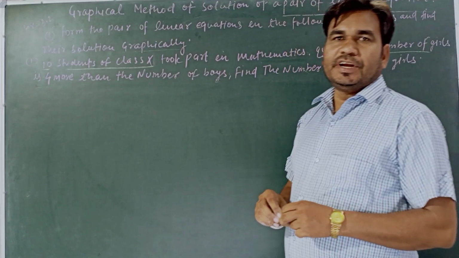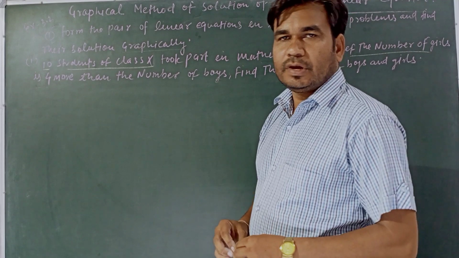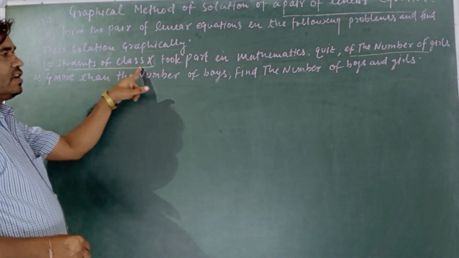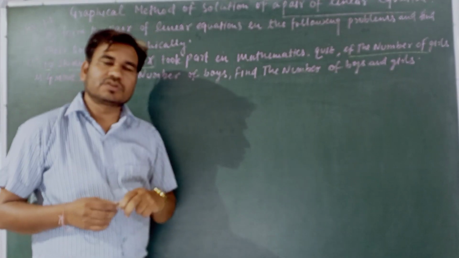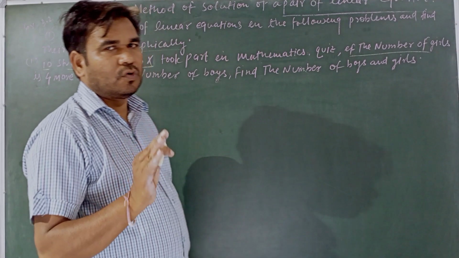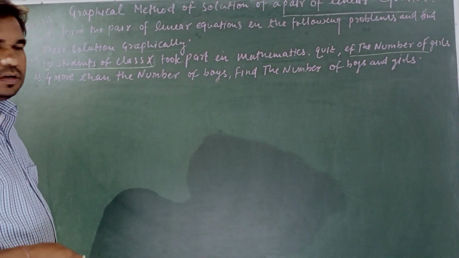Hi students, let me take question number 1 of exercise 3.2. 10 students of class 10 took part in a mathematics quiz competition. The number of girls is 4 more than the number of boys. Find the number of boys and girls.